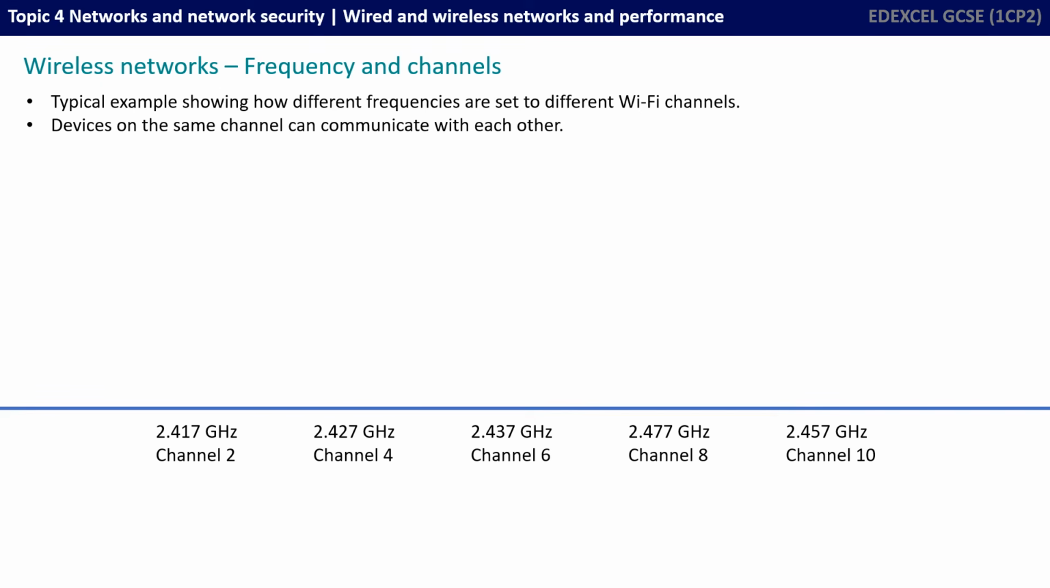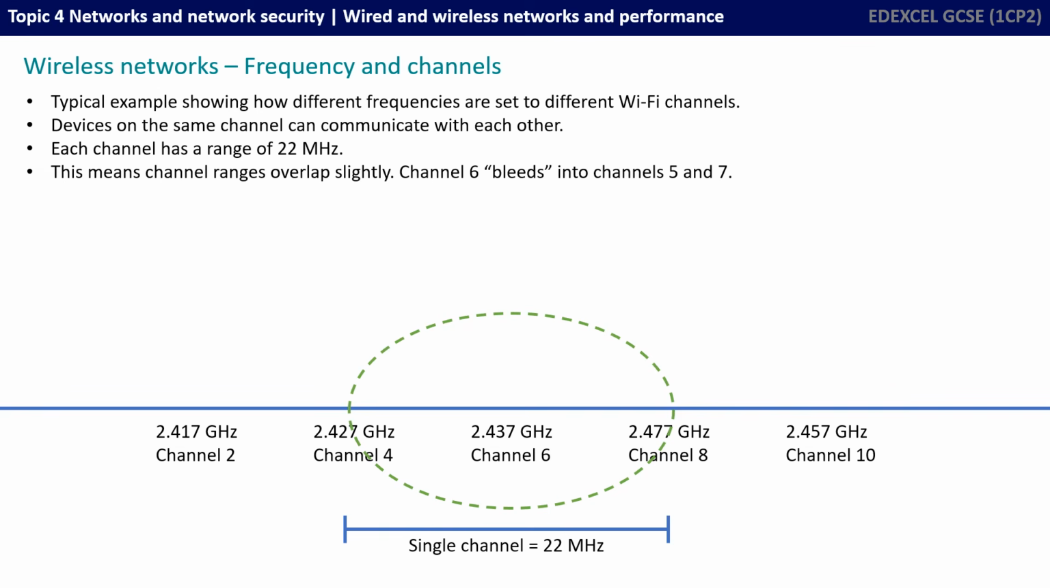The same is true for Wi-Fi networks. Different countries can operate different frequency bands, and here we have a typical illustration where we've got 2.437 GHz being channel 6 on a Wi-Fi network. This means that if your network interface card on your computer is set to channel 6, and your router is also set to channel 6, then the two devices can communicate with each other on channel 6, and indeed with any other devices that are on your local area network, as long as they're also tuned to channel 6.